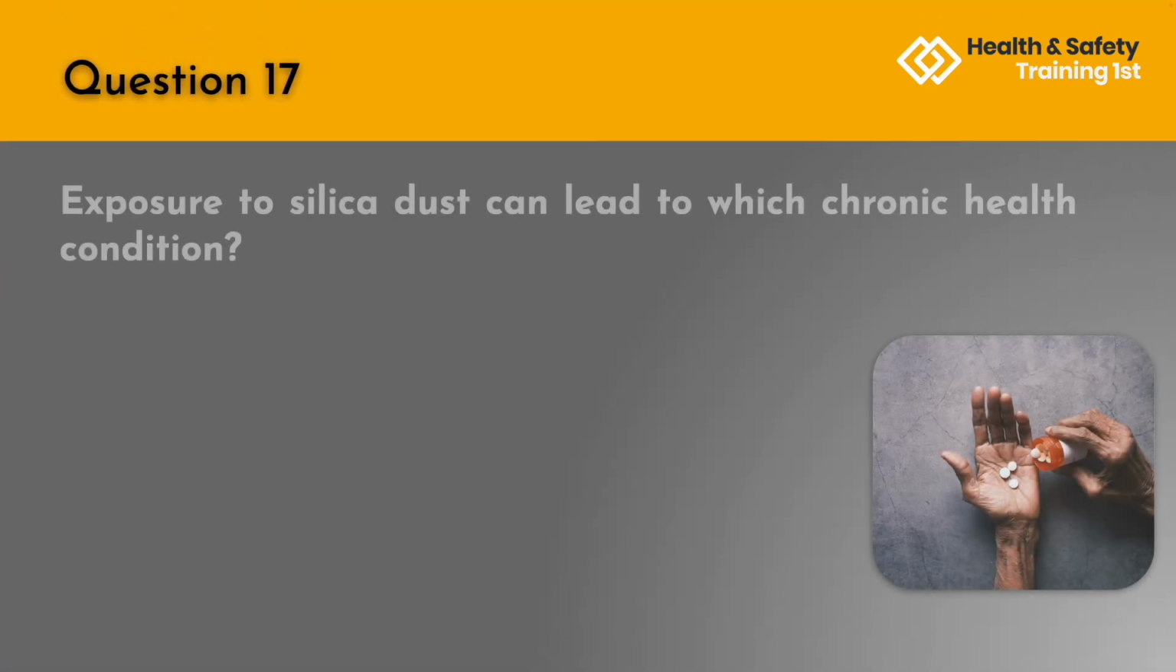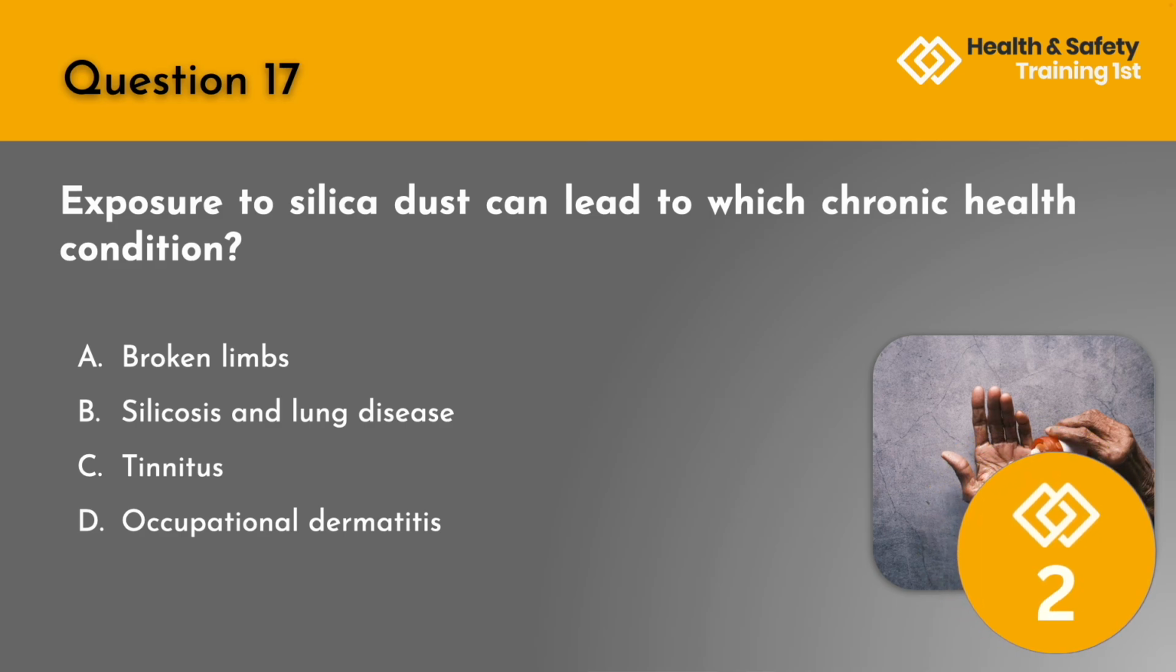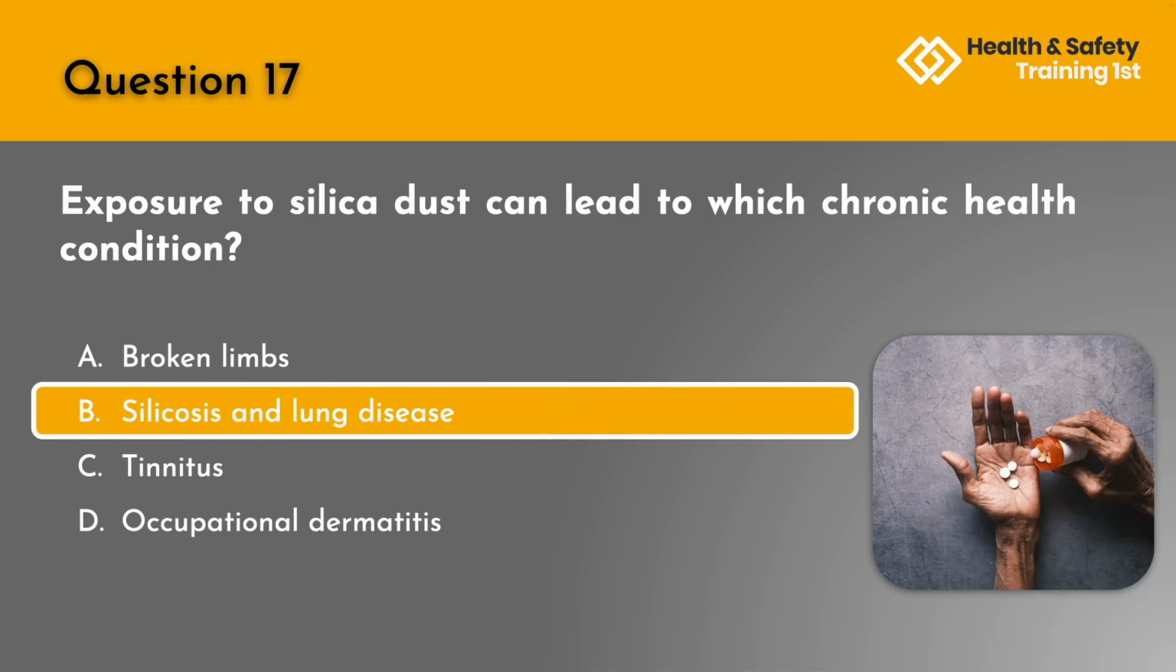Question 17. Exposure to silica dust can lead to which chronic health condition? A. Broken limbs. B. Silicosis and lung disease. C. Tinnitus. Or D. Occupational dermatitis. The correct answer is B. Silicosis and lung disease.